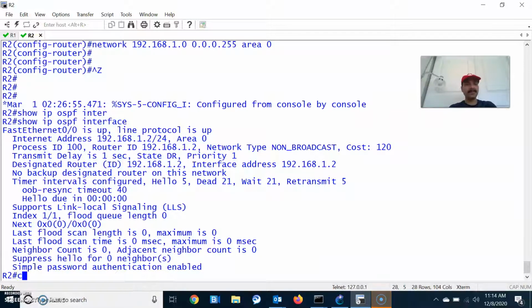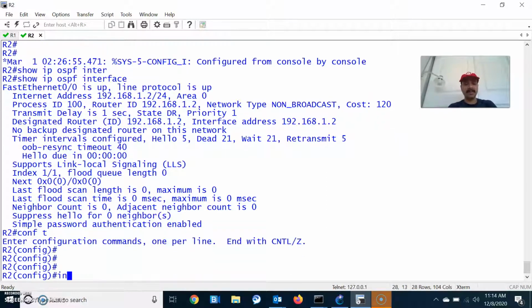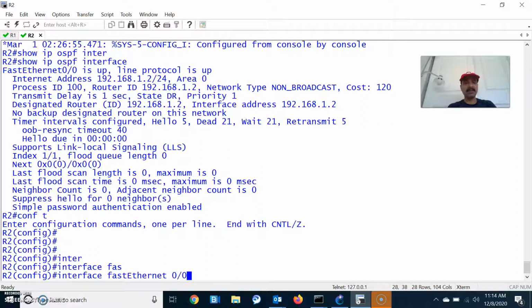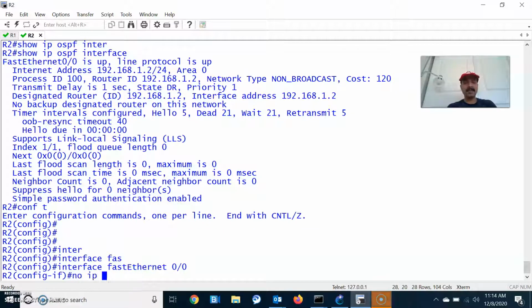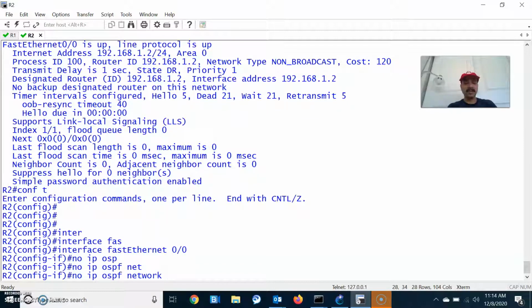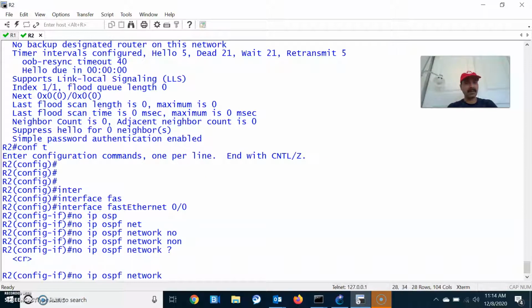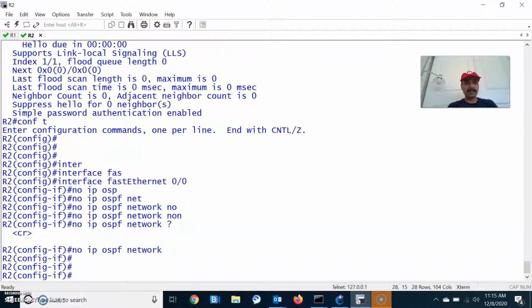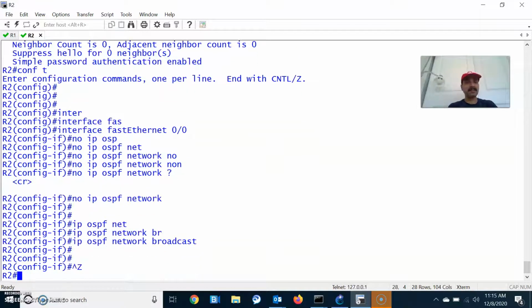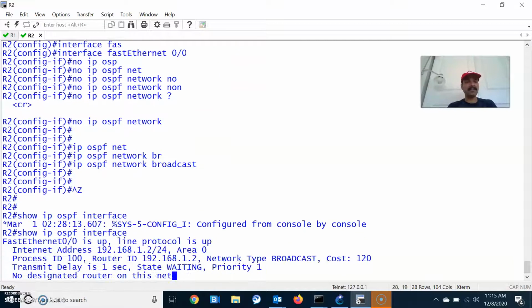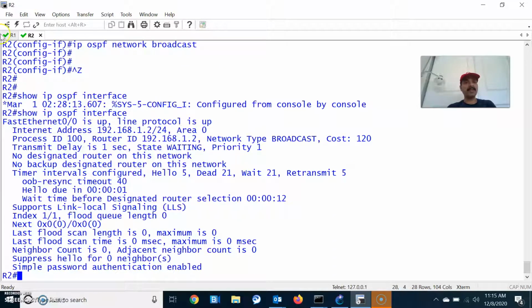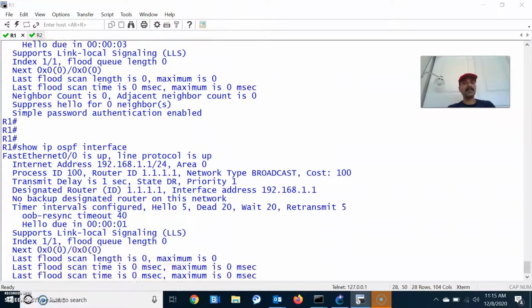Go to R2 and go to the configuration mode, interface FastEthernet 0/0. You have to specify no IP OSPF network non-broadcast. You have to remove it. Then we would make this IP OSPF network broadcast. Similarly, now let us check the interface. So now both are in the same area and both have the same network type, broadcast, right? So now we have fixed the second issue.